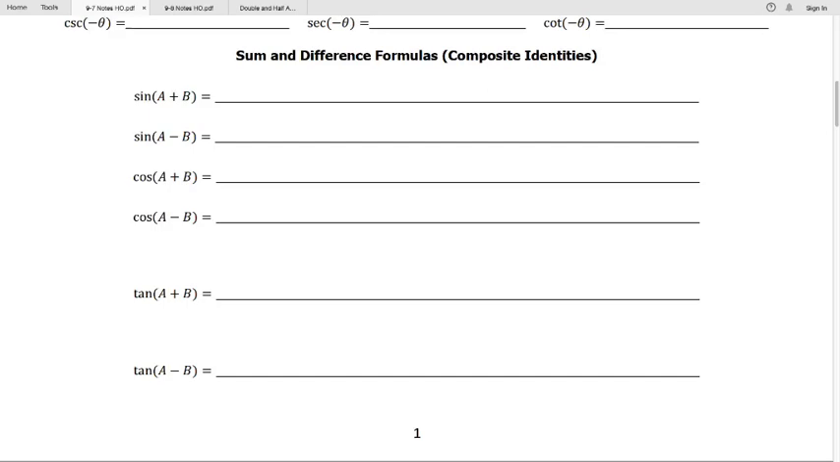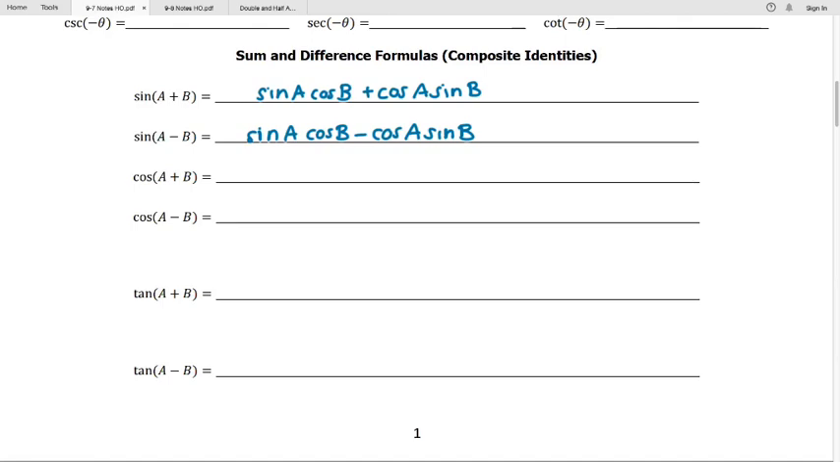The sine of A plus B can be expanded like this. It becomes the sine of A times the cosine of B plus the cosine of A times the sine of B. Similarly, the sine of A minus B is sine A cosine B minus cosine A sine B.